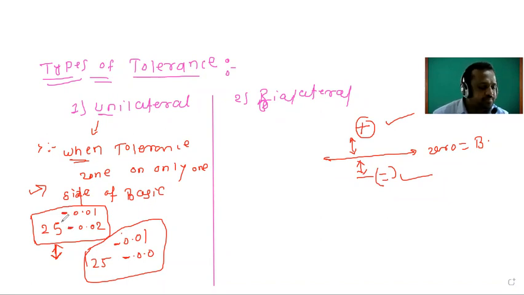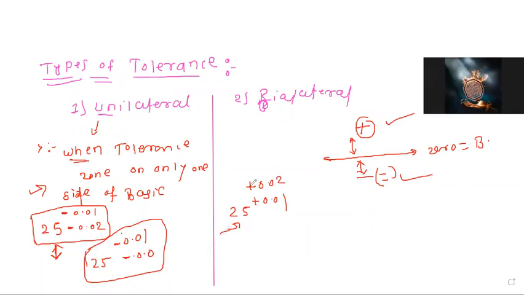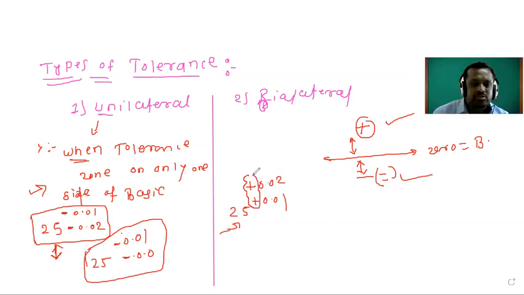Okay, बरोबर आहे का? Okay, the next example कसं असेल, 25 plus 0.02 plus 0.01. Whether it is unilateral or bilateral? Unilateral. Because both the permissible sizes we have shown on the positive side, means only one side we have to show.